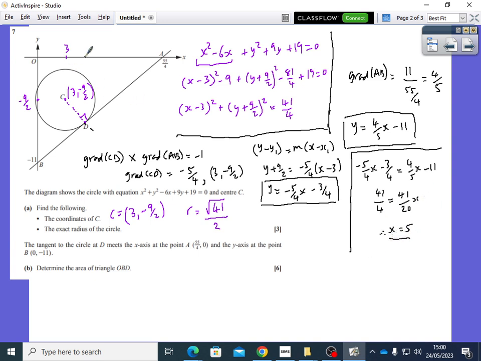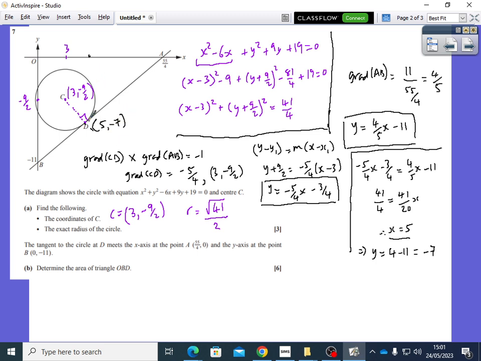So we're going along 5, and I can plug that in anywhere. I'm going to plug it in here. So that implies y will equal 4 over 5 times 5, which is 4, minus 11, and y is going to give me -7. So the coordinates of D are going to be 5 along and -7.